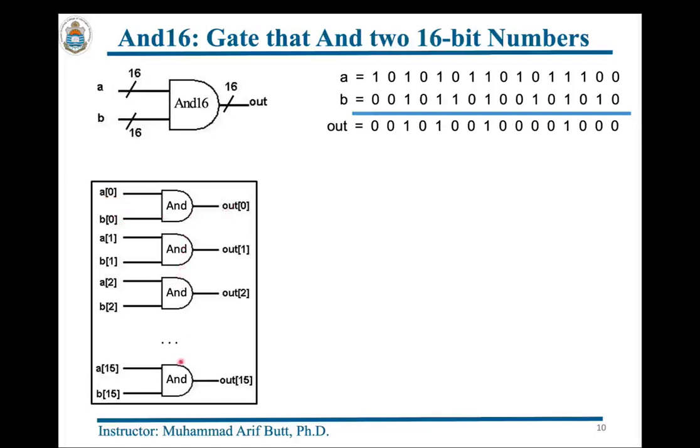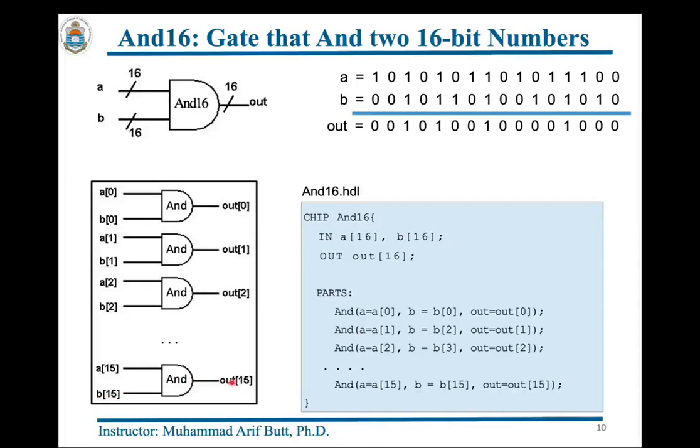And similarly, this AND chip will bitwise AND the most significant bit of the number A and the most significant bit of the number B and will generate the most significant bit of the output value out.